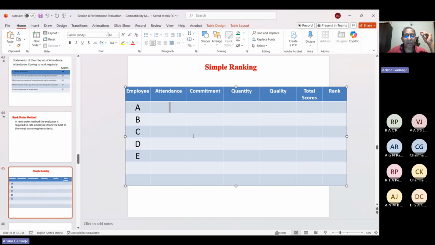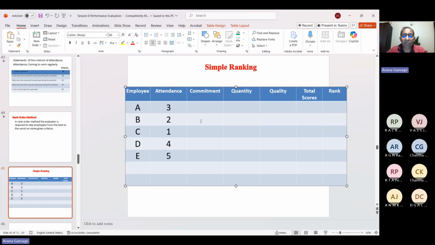In terms of attendance, I rank. I am the evaluator, and I am going to evaluate these 5 employees using attendance, commitment, quantity, and quality. In terms of attendance, I rank employee C as the best employee. Employee B is the second best. A third, D fourth, and E fifth.